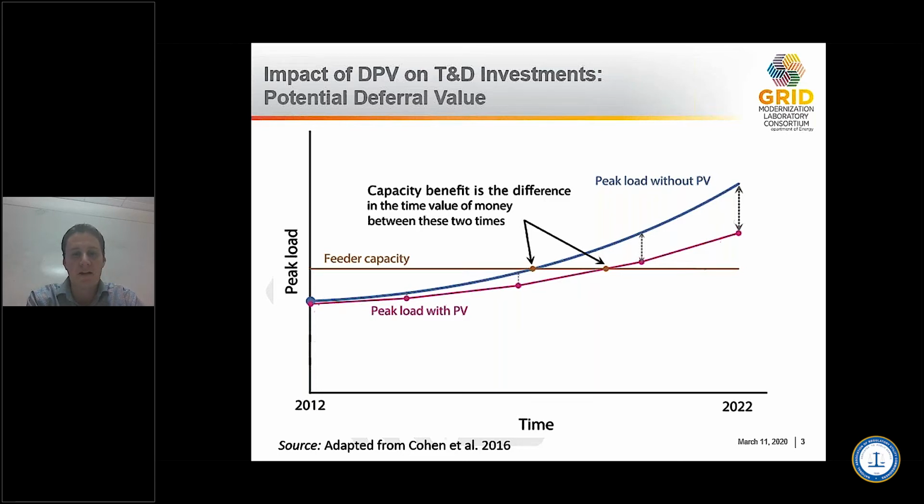So one way of expressing the benefit is it's the difference in the time value of money between these two times. Instead of making the upgrade now, we can defer it for 5 more years and use those savings in other infrastructure areas. Of course, the peak load may not grow exactly as we show here. It might be the case that with PV, we never exceed the feeder capacity, in which case we defer upgrades altogether in perpetuity. Next slide, please.